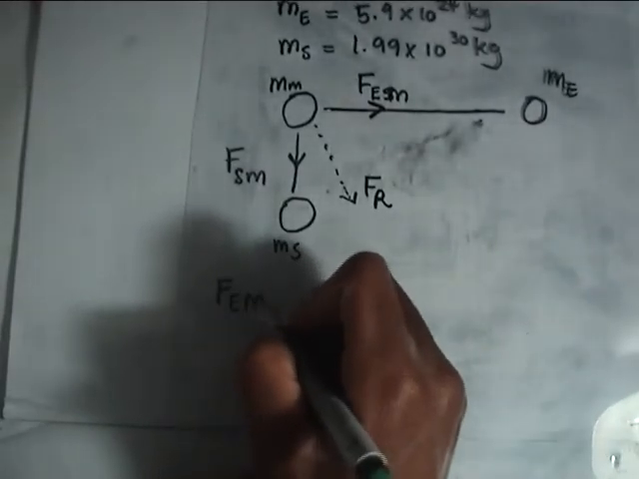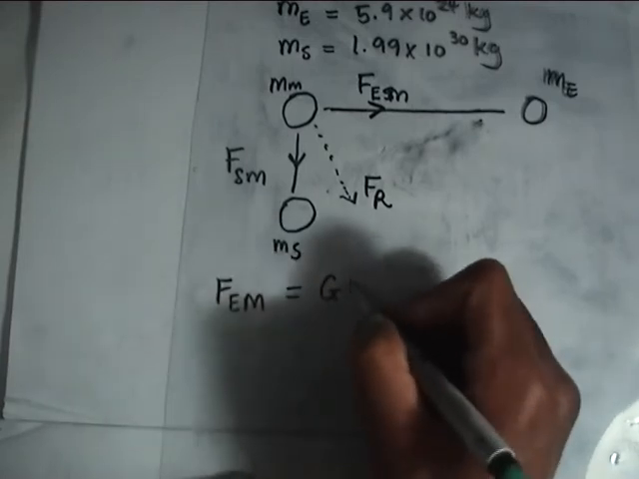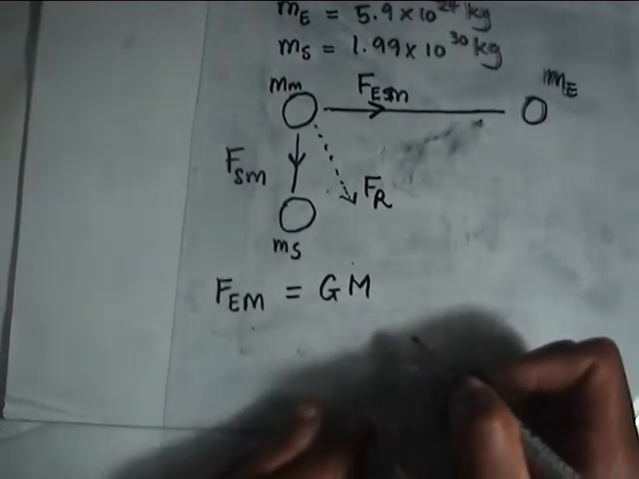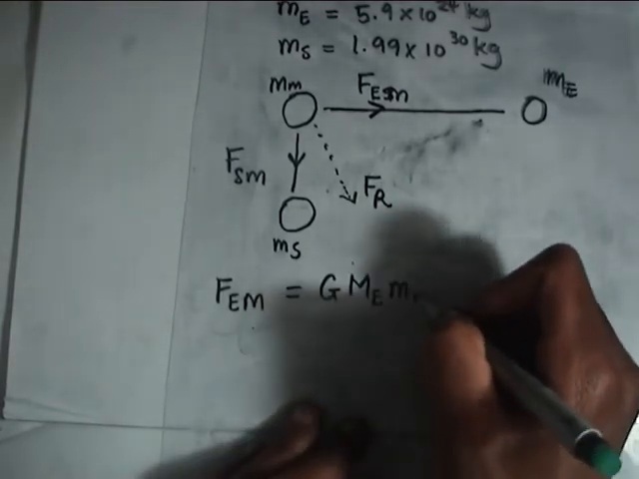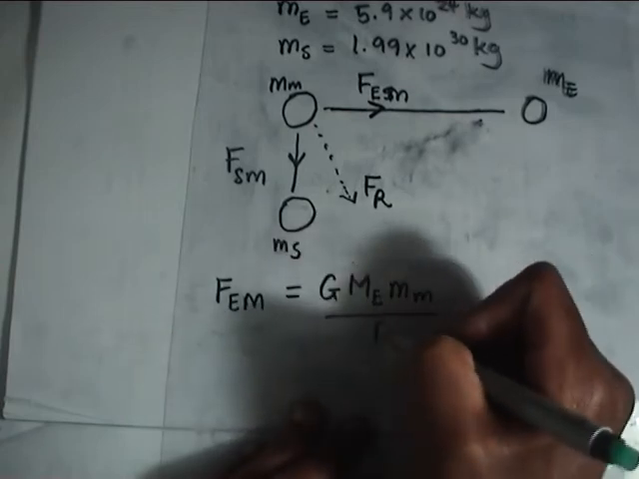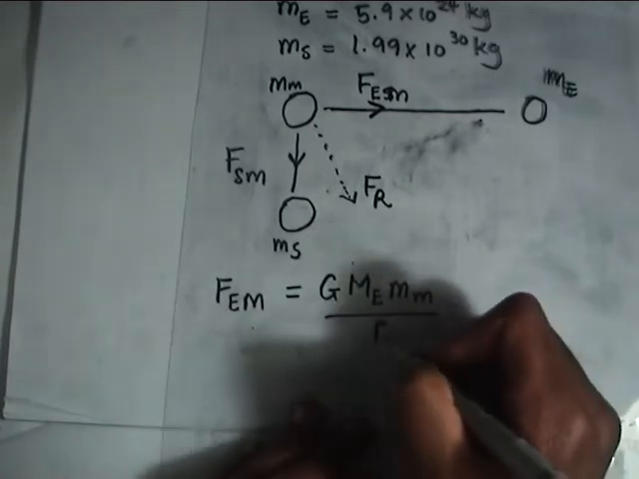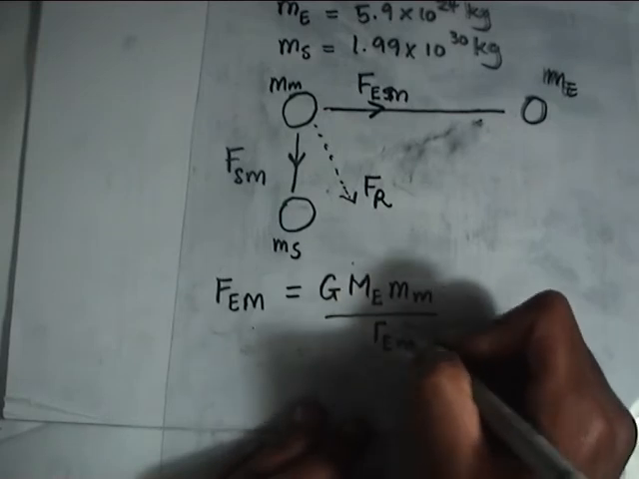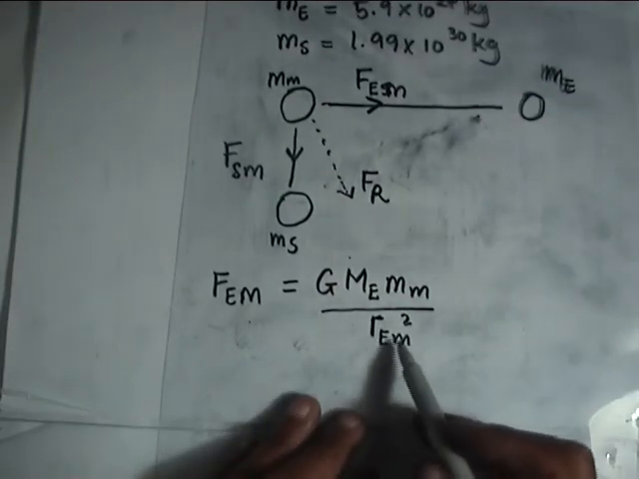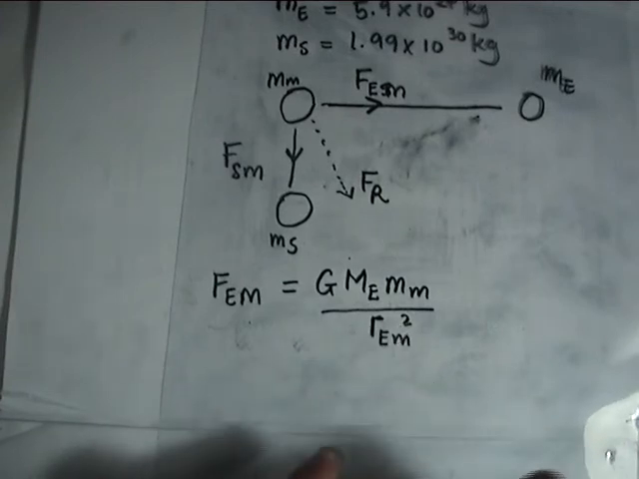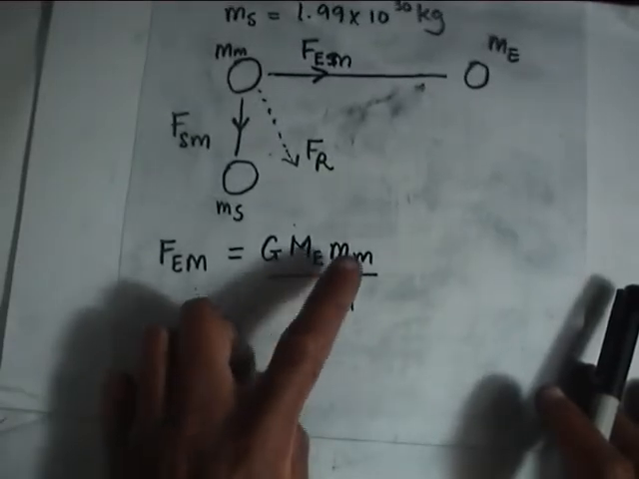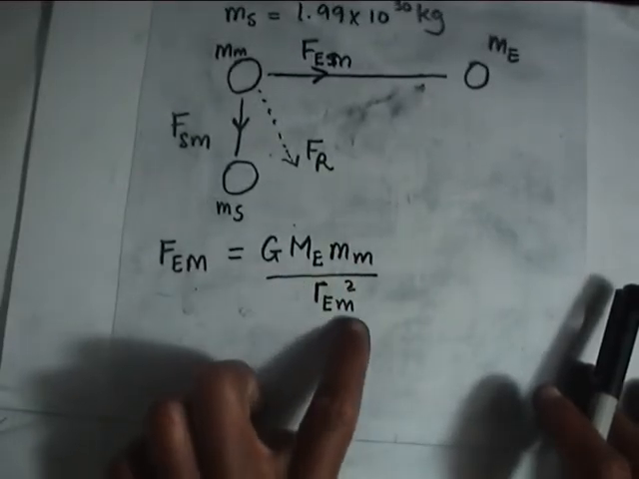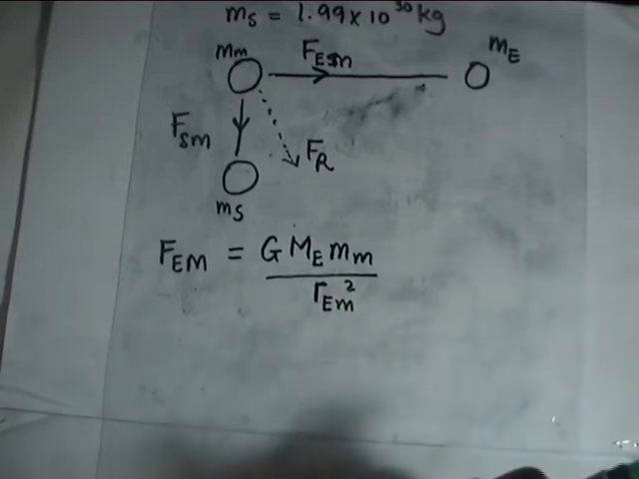FEM is just calculated using the formula G, the mass of the two bodies that are in the question. Since we're calculating EM, it is the mass of the earth and the mass of the moon all over the distance of earth to moon, squared. I call it REM for us not to confuse it with the distance of the sun. Let's put the figures in.